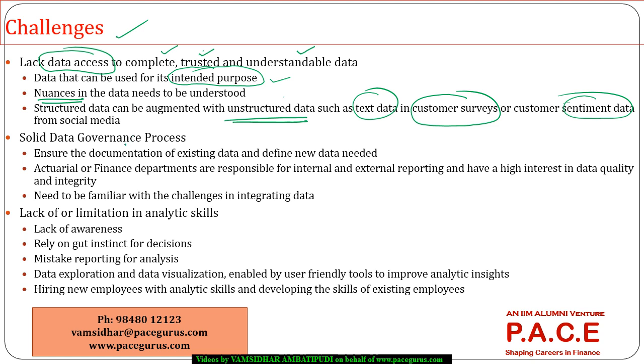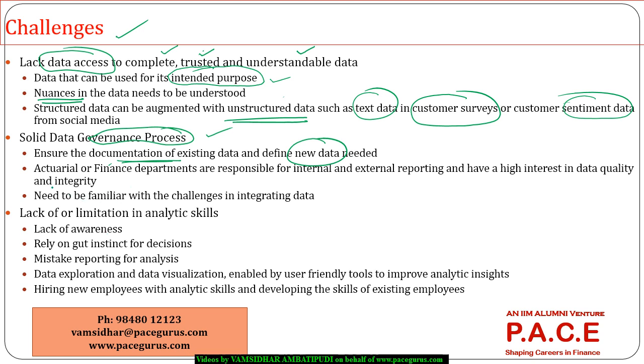What kind of data, and what is the level of access to the data that these companies have? And the kind of governance processes they have in place is also a major challenge. Right? When they have a very good governance process, they will typically ensure that the documentation of the existing data is done and what kinds of new data are required, and there will be clear-cut requirements and definitions with respect to what type of newer data is typically required.